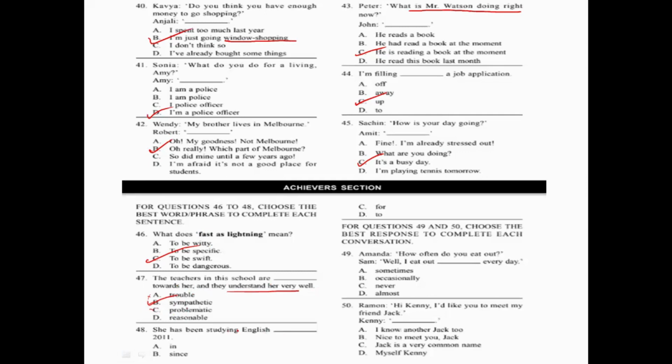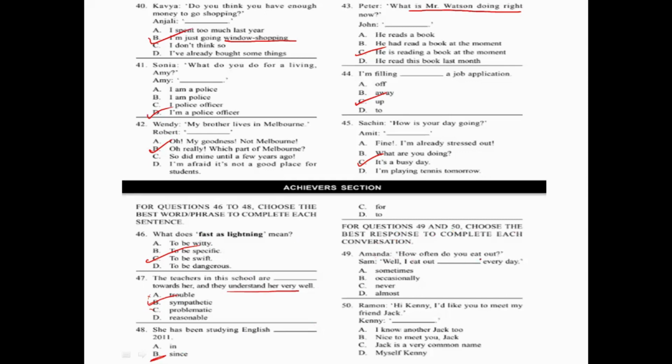She has been studying English dash 2011. So something that has started in this year. When we are marking the beginning of something, we have to use since. So she has been studying English since 2011. Okay, option B is our correct answer. Since when? Since 2011.